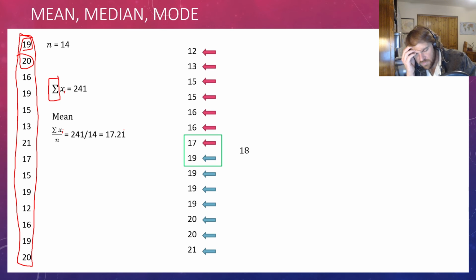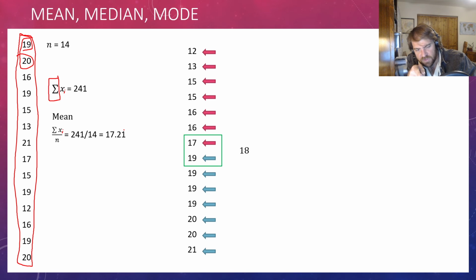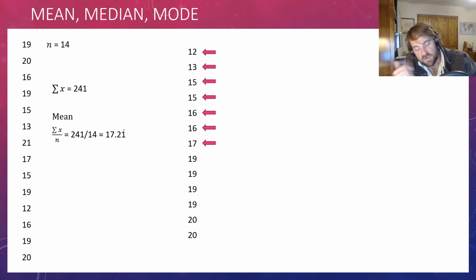Now what I've done here is I've deleted the 21. See that down at the bottom? What happens if you have an odd number of values? Now we have 13 numbers. 13 divided in half is 6.5. That rounds up to 7. And so I'm still going to count 7 from either end. 1, 2, 3, 4, 5, 6, 7. And now we're going to move down to the bottom. 1, 2, 3, 4, 5, 6, 7.